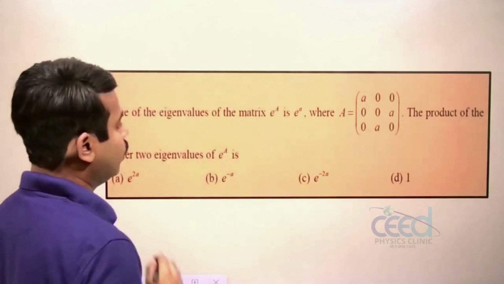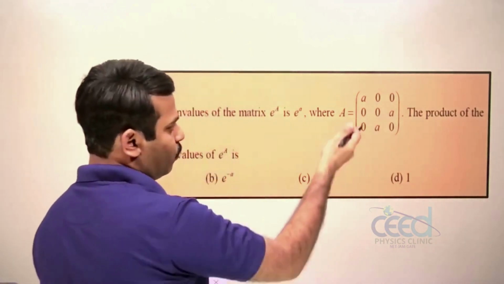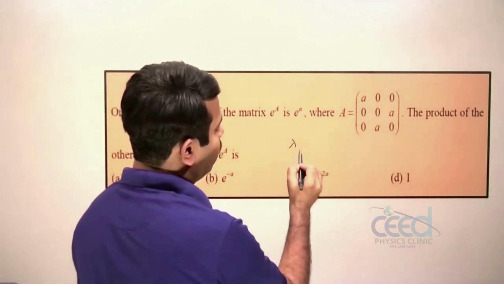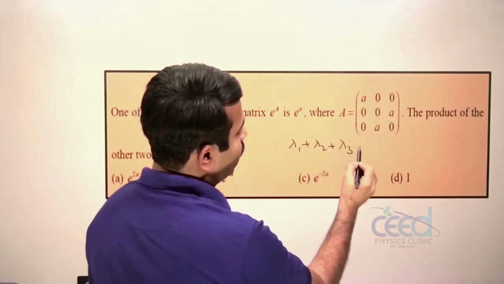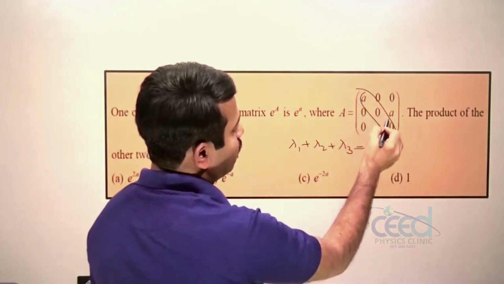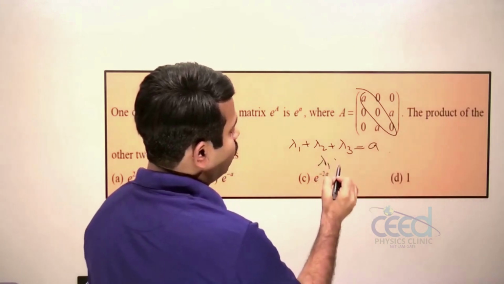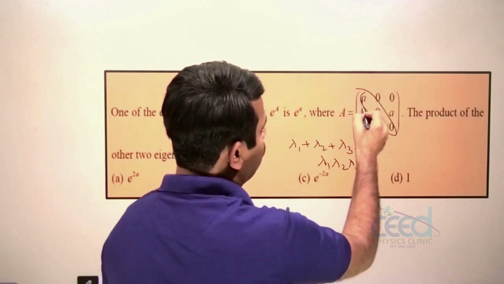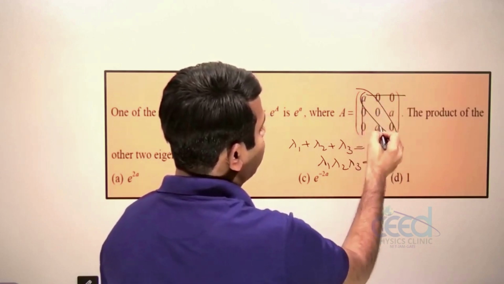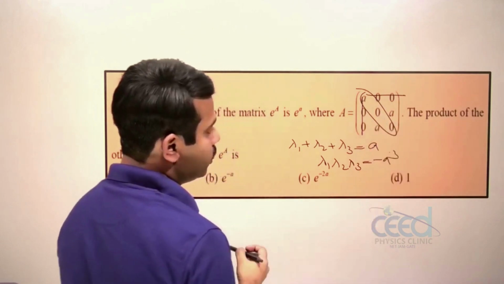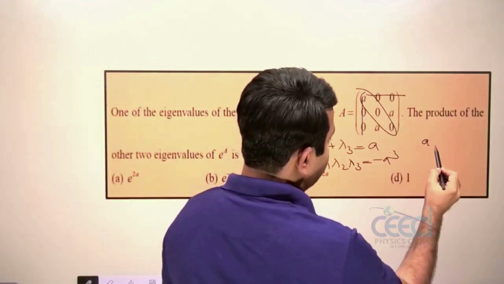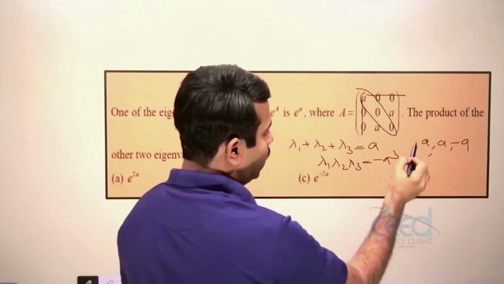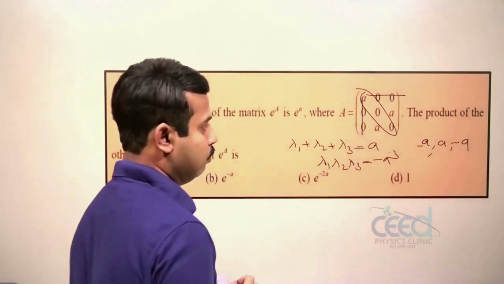The product of the other two eigenvalues is... see, first of all we can find the eigenvalues of this. What are the eigenvalues of this? The sum, right? Lambda 1, lambda 2, lambda 3. The sum of the eigenvalues should be the trace, that is a plus 0 plus 0. The product of the eigenvalues, lambda 1 lambda 2 lambda 3, is equal to a into... through this row and column we can expand, then a into 0 minus a square, that is minus a cube. This is possible only if one is a, another one is a, and the other one is minus a. Then the sum is equal to a, and the product is equal to minus a cube.